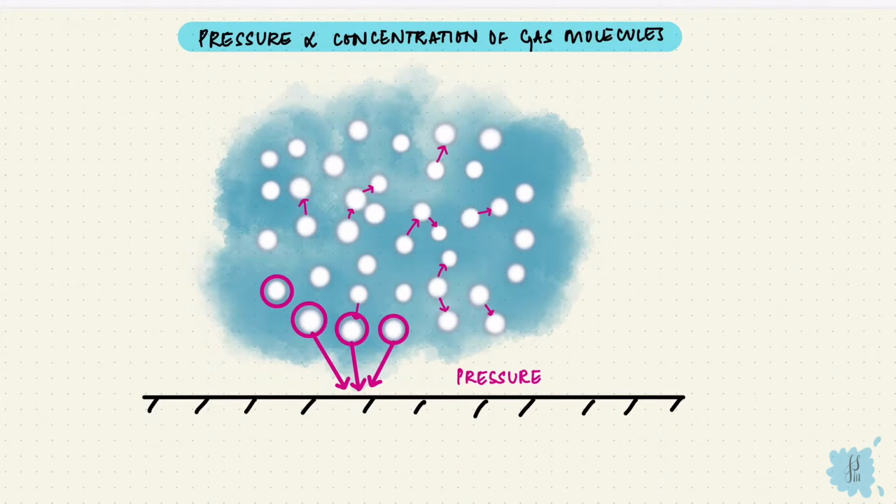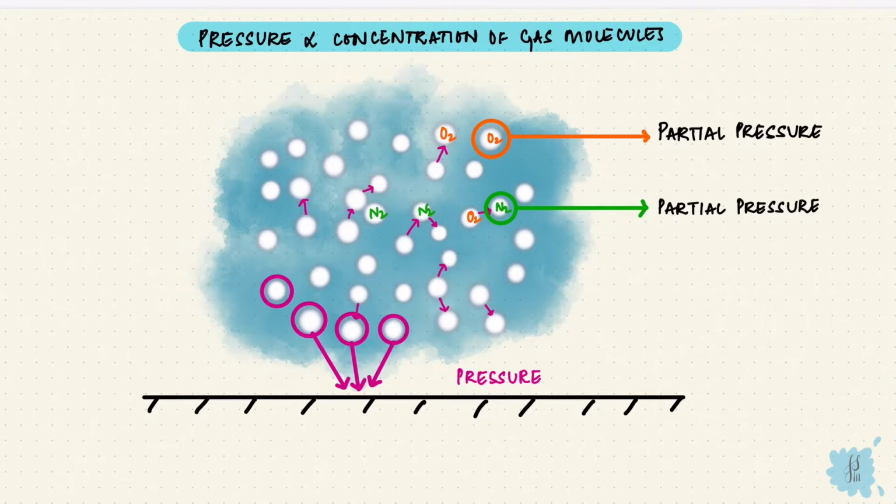The air is a mixture of gases like oxygen and nitrogen, so the rate at which gases diffuse is dependent on the pressure caused by each gas alone. This is the partial pressure of the gas. So for partial pressure, we'll put the letter P next to the gas.